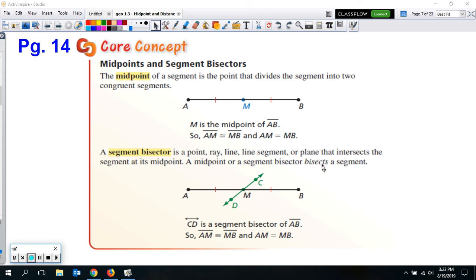It says a midpoint or segment bisector bisects the segment. So again, it is making it into two congruent segments. It bisects it right there. So line CD is a segment bisector of segment AB. And the same things are true, as you can see, with the midpoint as with the segment bisector down here, with the segments being congruent and their lengths being equal. All right, moving on.